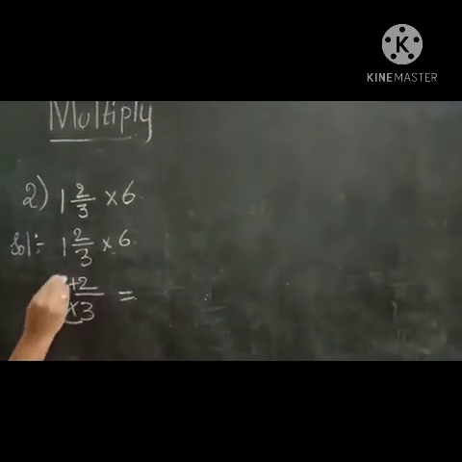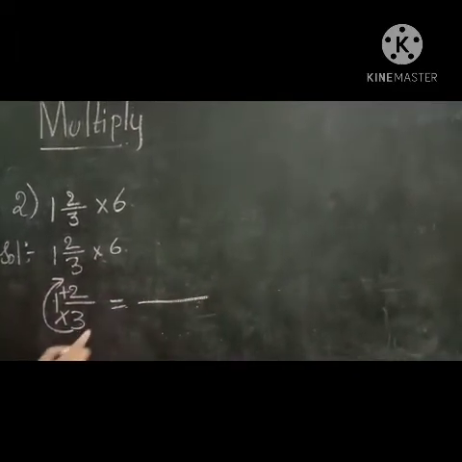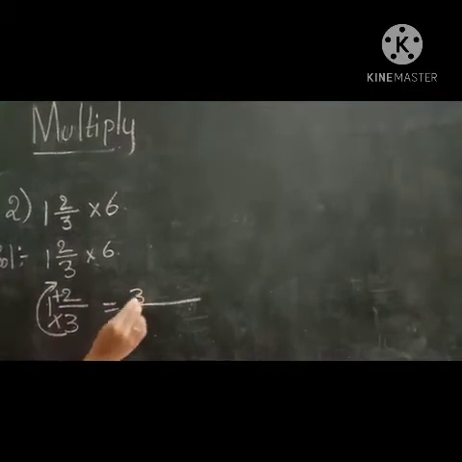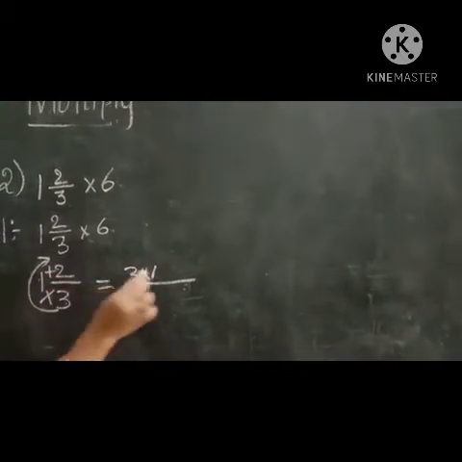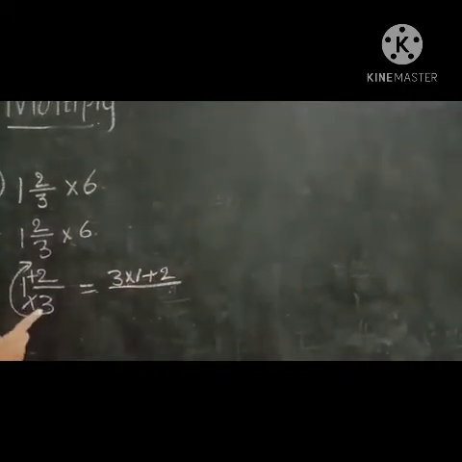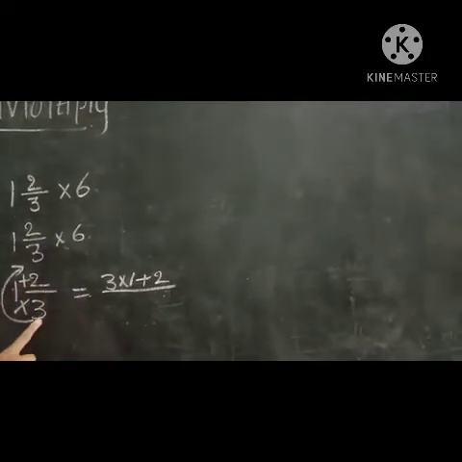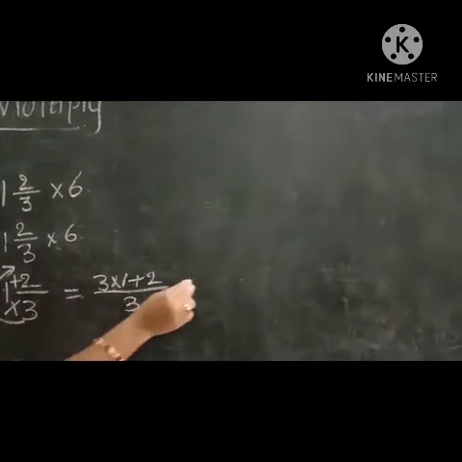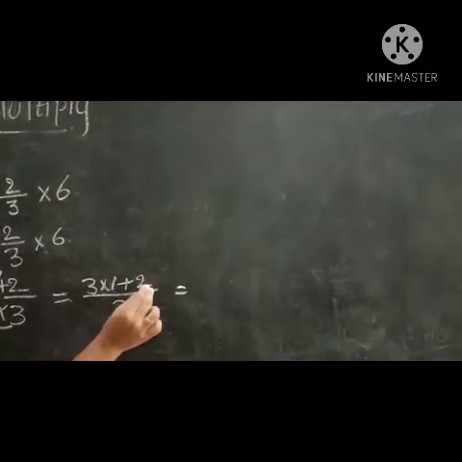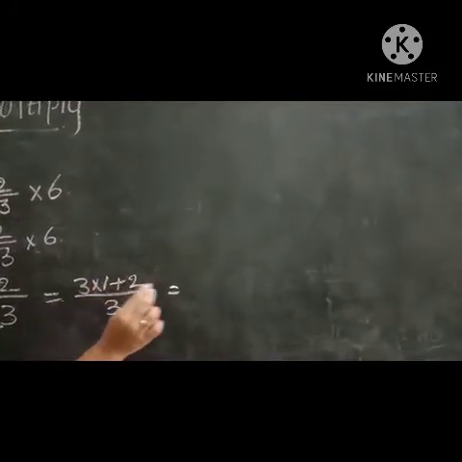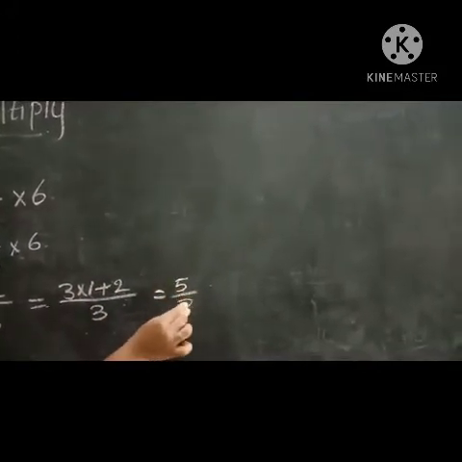So write like this. See here, 3 into 1 plus 2. What is the denominator number? 3, right. So 3 ones are 3. 3 plus 2 is equal to how much? 3 plus 2 is equal to 5 by 3.